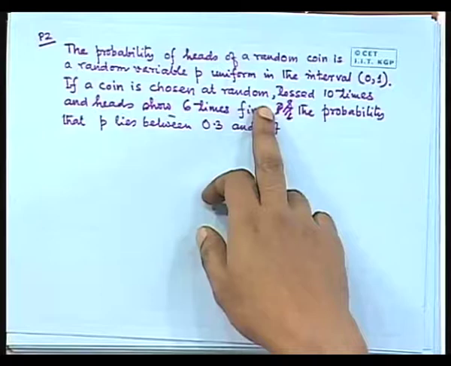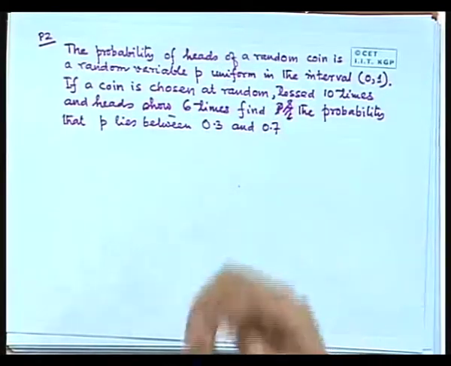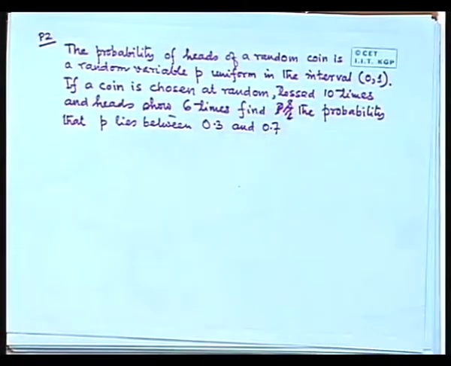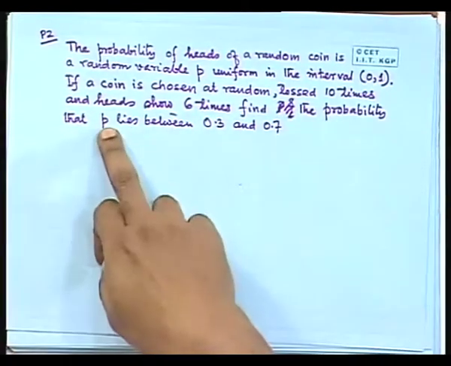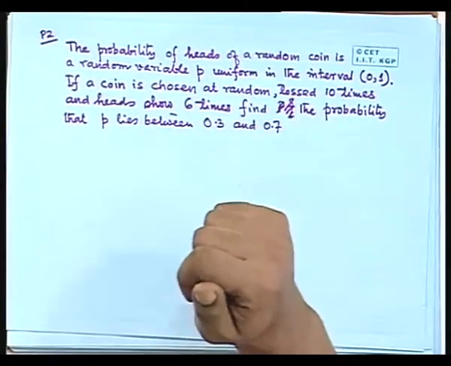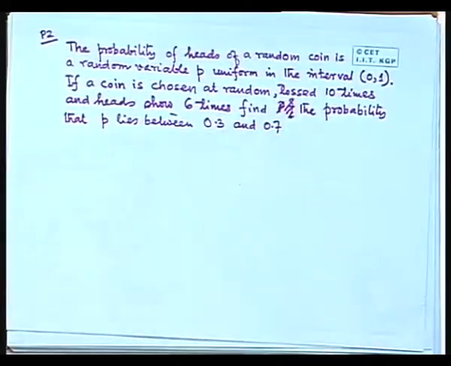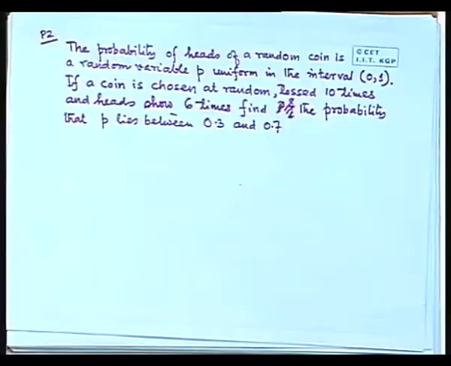If a coin is chosen at random and tossed 10 times and heads show 6 times, find the probability that this value p for the chosen coin lies between 0.3 and 0.7. That is a little more complicated, isn't it? So how do you do it?